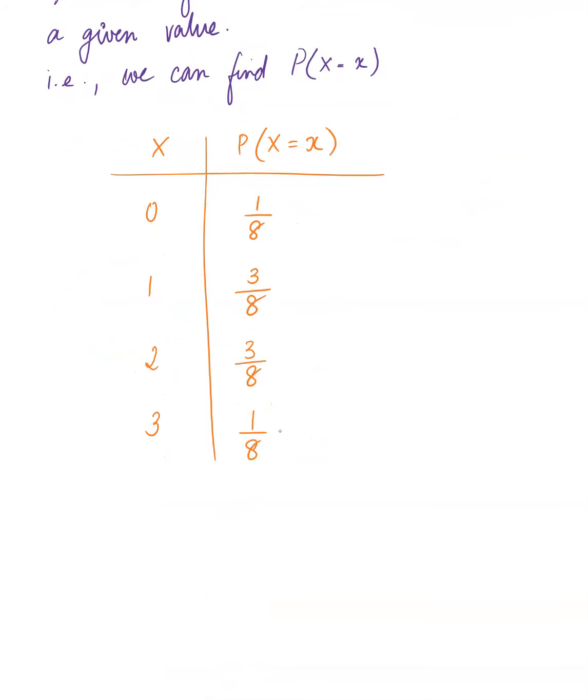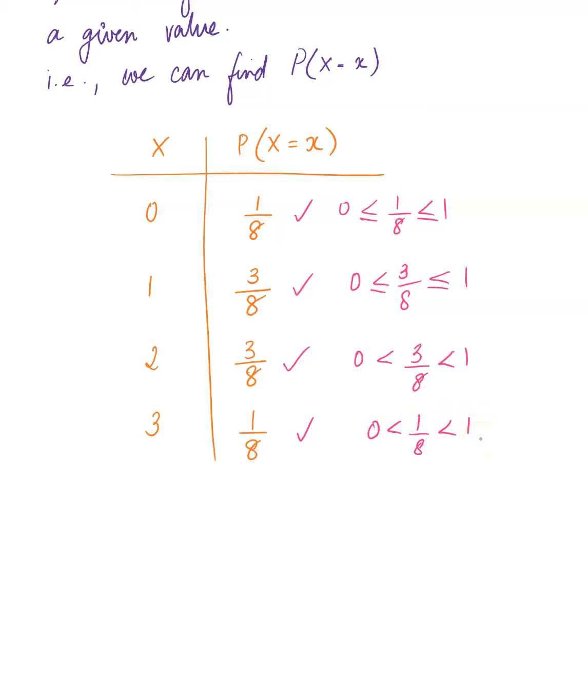Now we saw previously that for a probability distribution, there were 2 conditions it must satisfy. One is that each probability must be between 0 and 1. Individually, each one should be between 0 and 1. In fact, it's okay if 0 and 1 are included, but strictly speaking, we'll have a strict inequality here because the number is between 0 and 8. So that condition is satisfied. That was condition number 1.